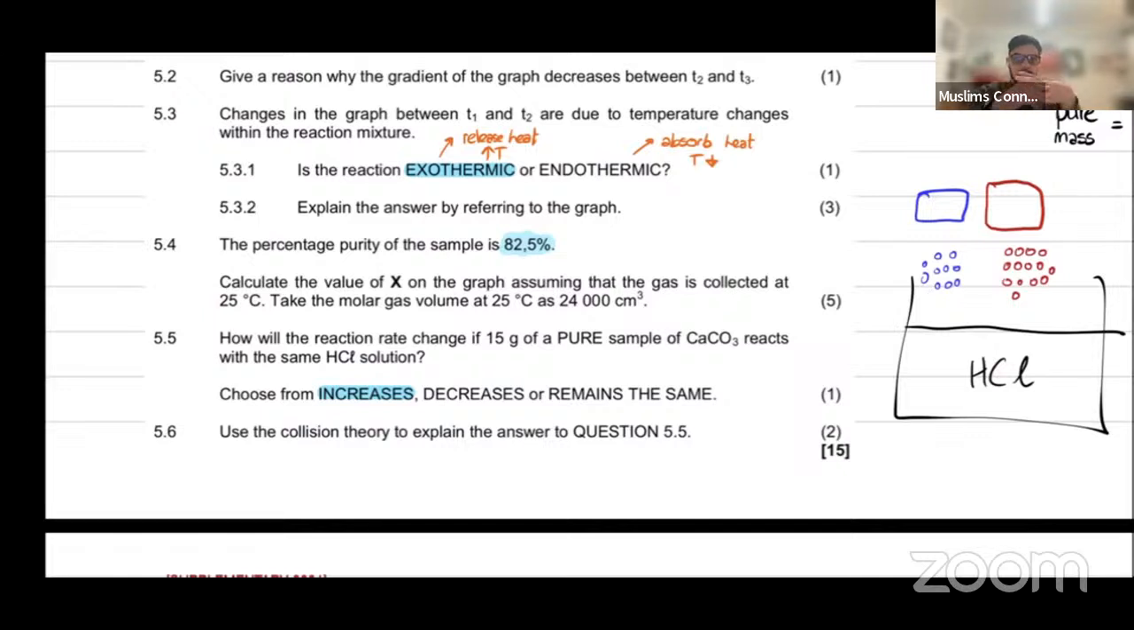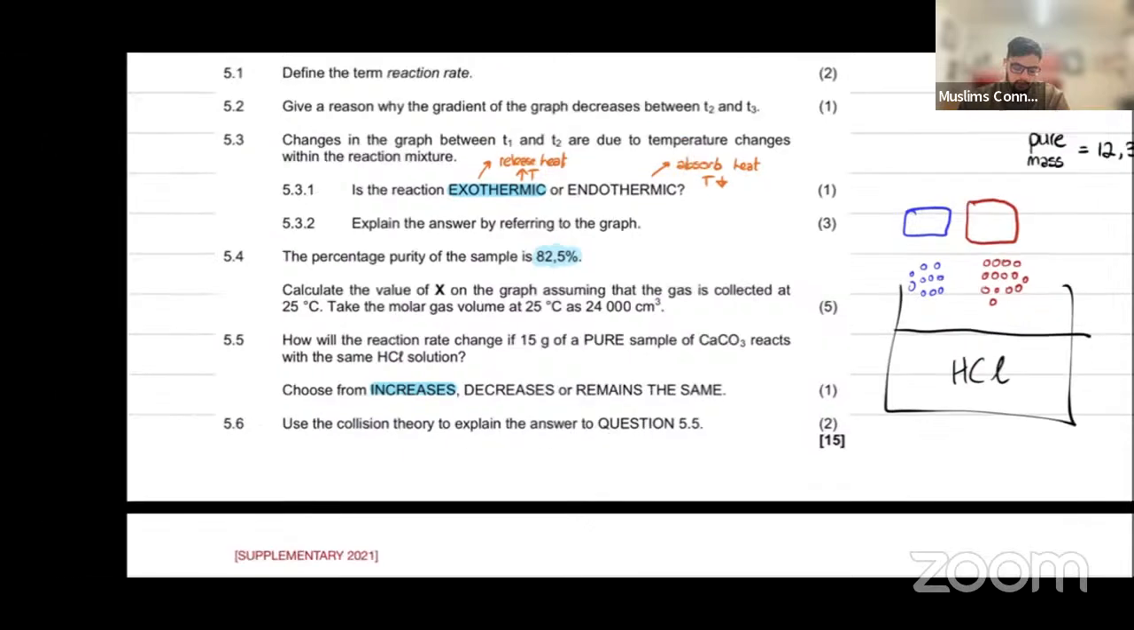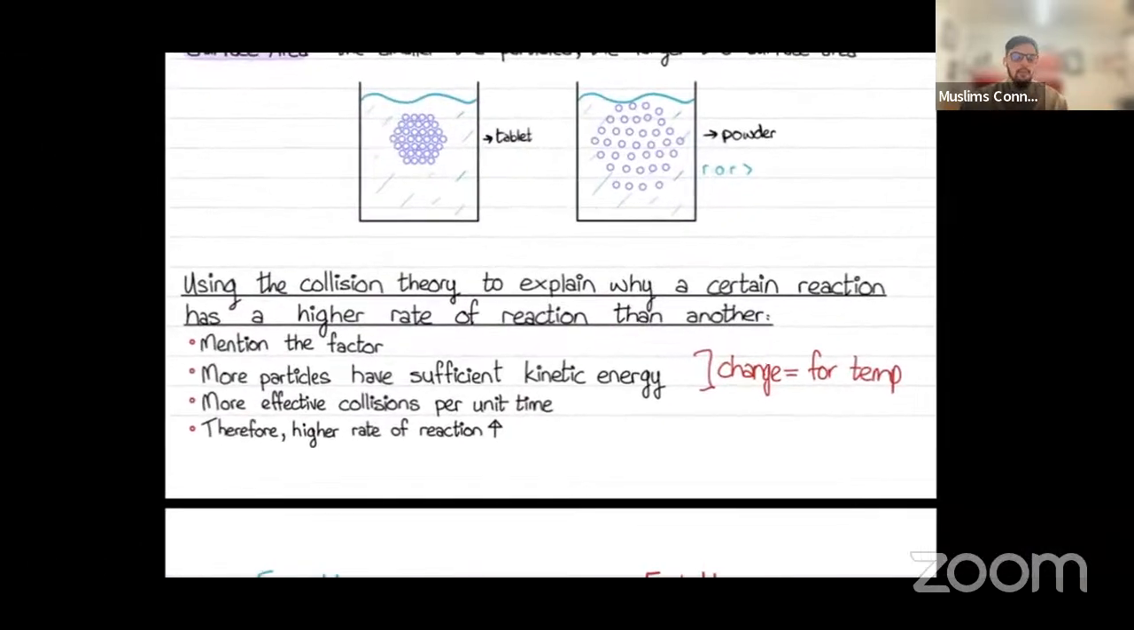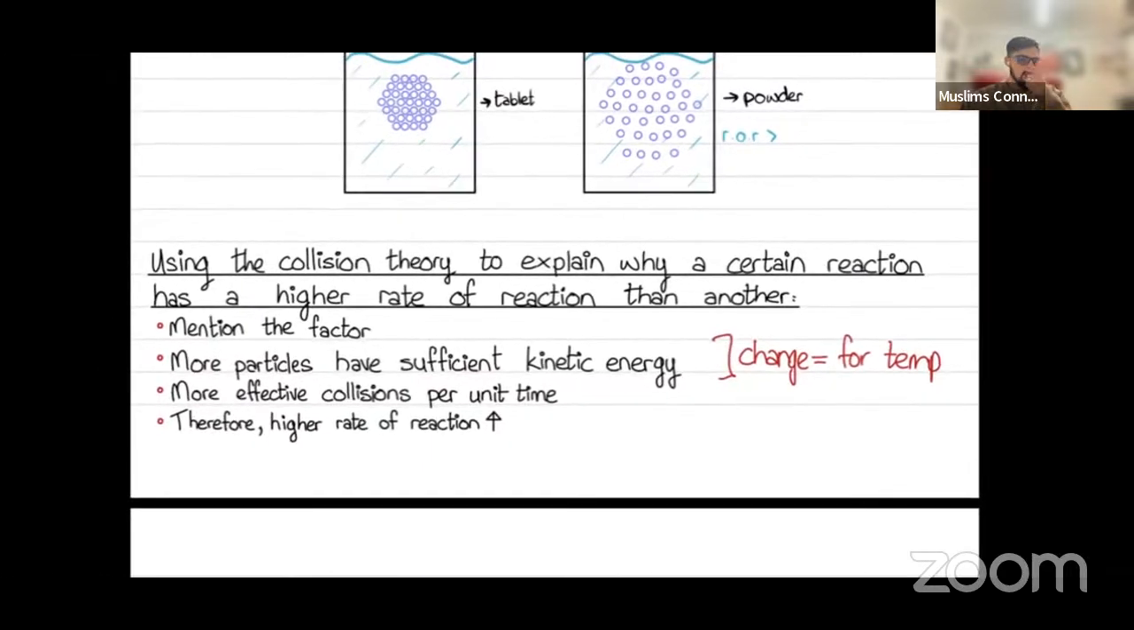So just 2 marks essentially. If it's just 2 marks, that's all we mentioned. If we go back to our factors quickly, we mentioned the factor, which in this case is surface area.